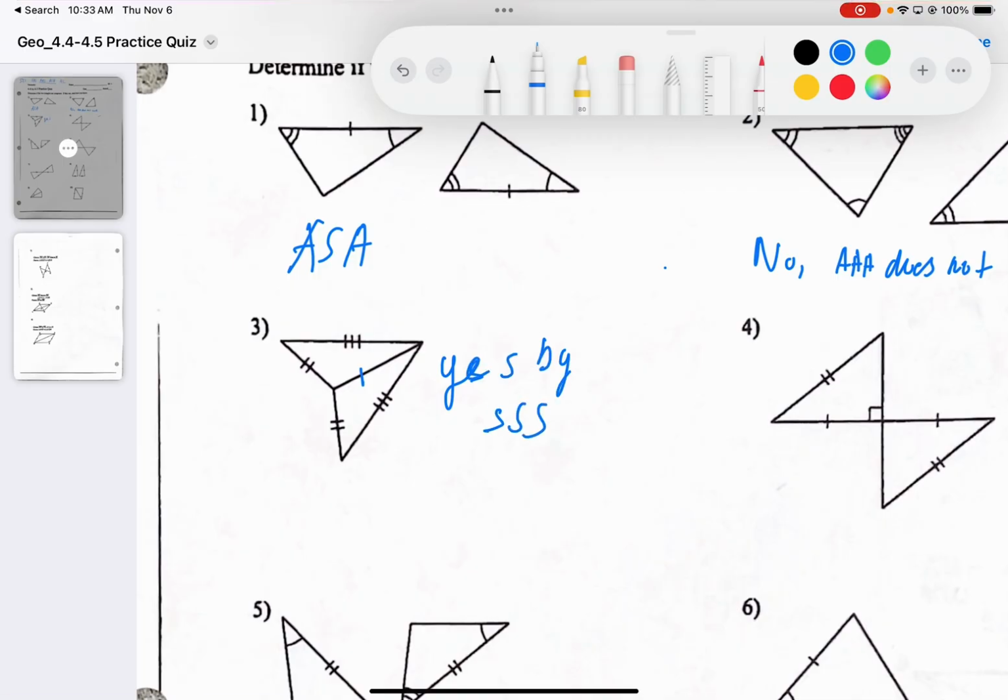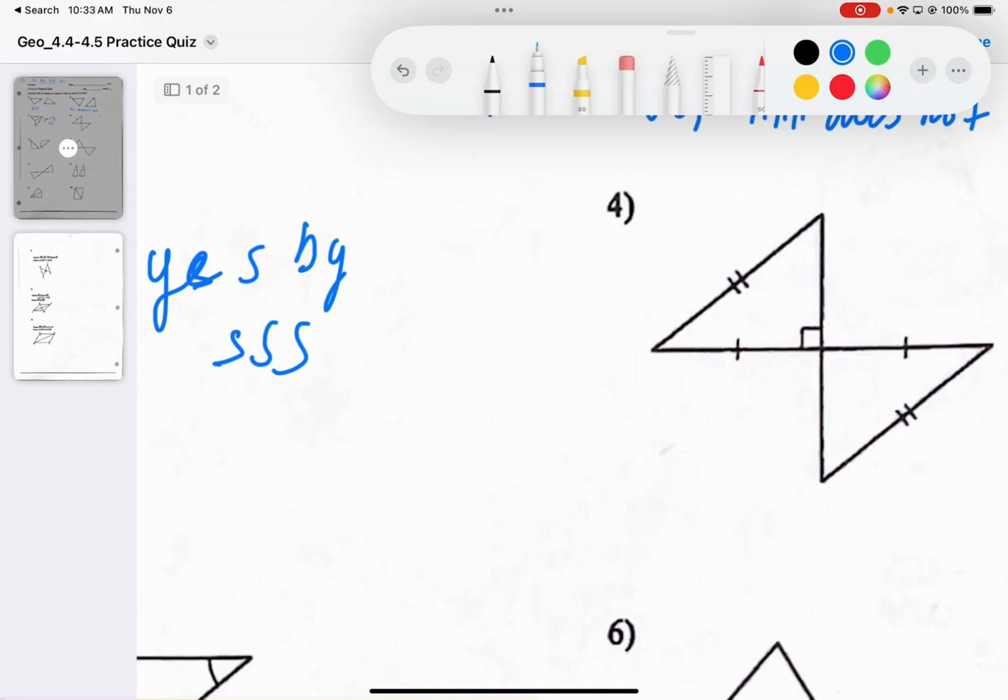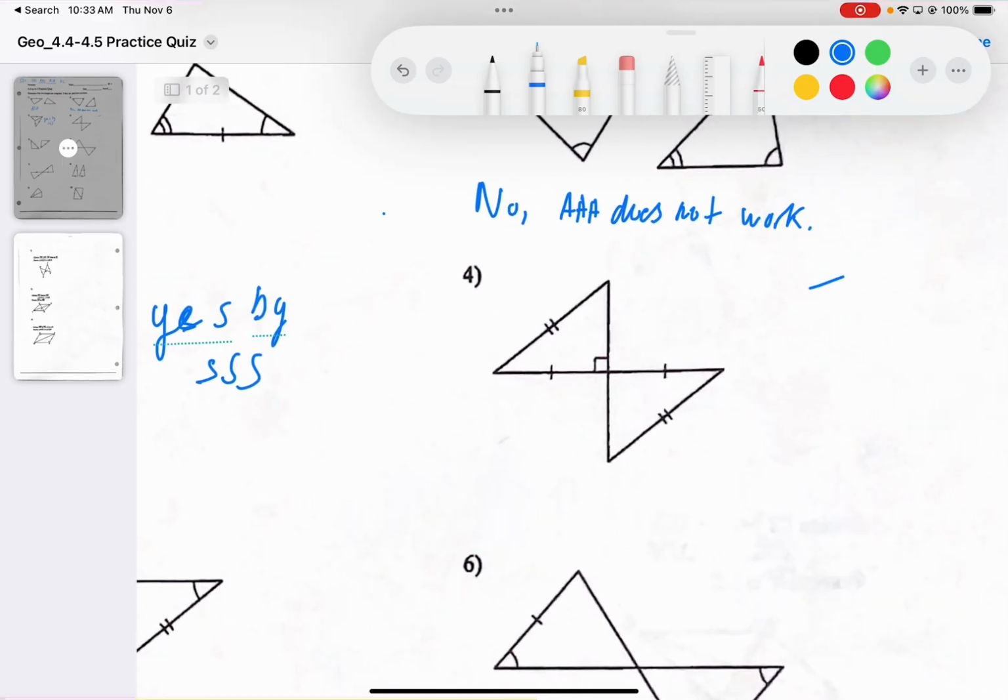Okay. All right, number 4. Who did number 4 on the board? KC. What do you got, Kyle? I said it was HL and thought it was yes. Why did you say it was HL? Talk me through it a little bit. You're right. Okay. What does the H stand for? I don't really remember. I don't think I was here that day.